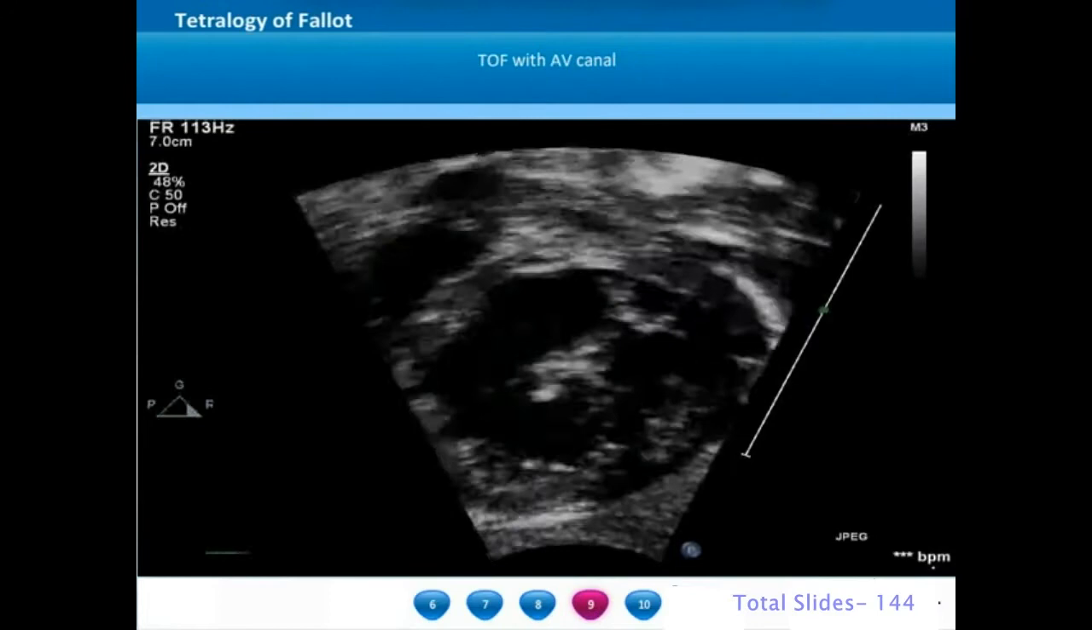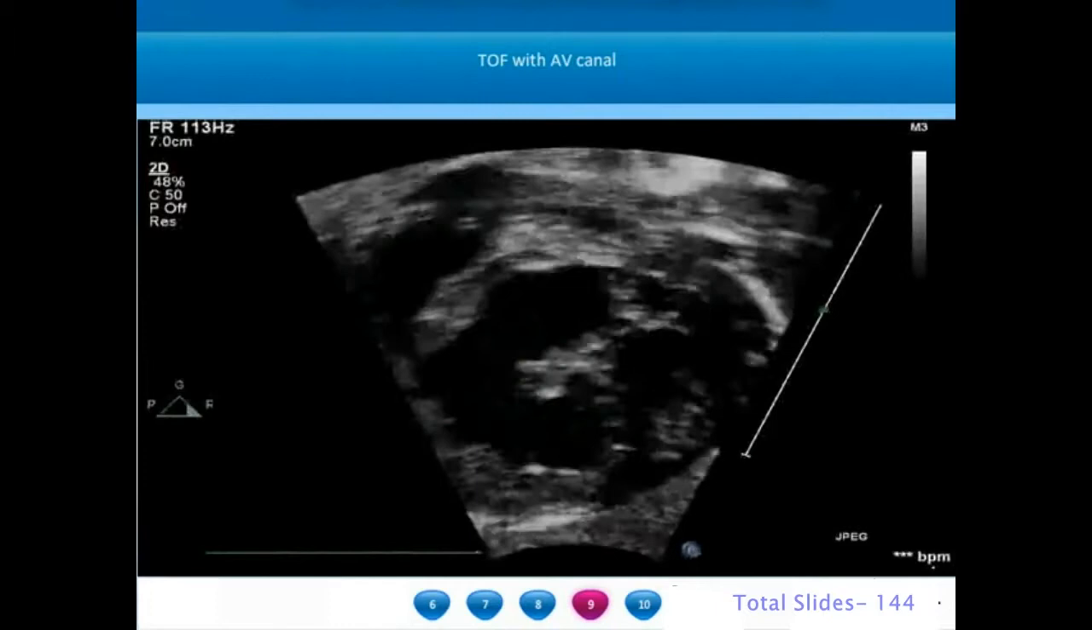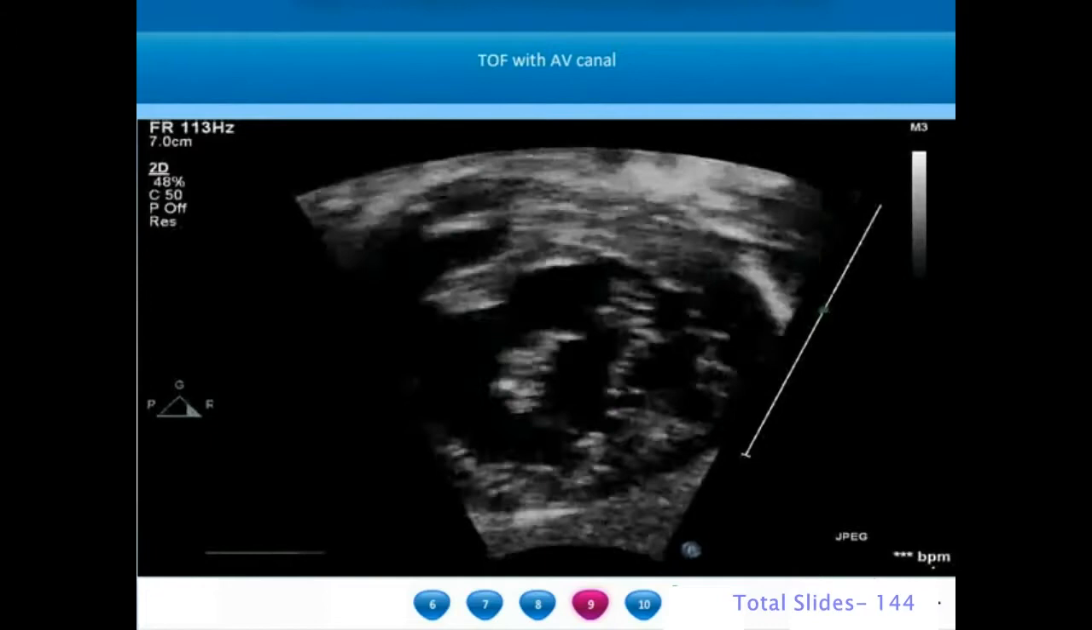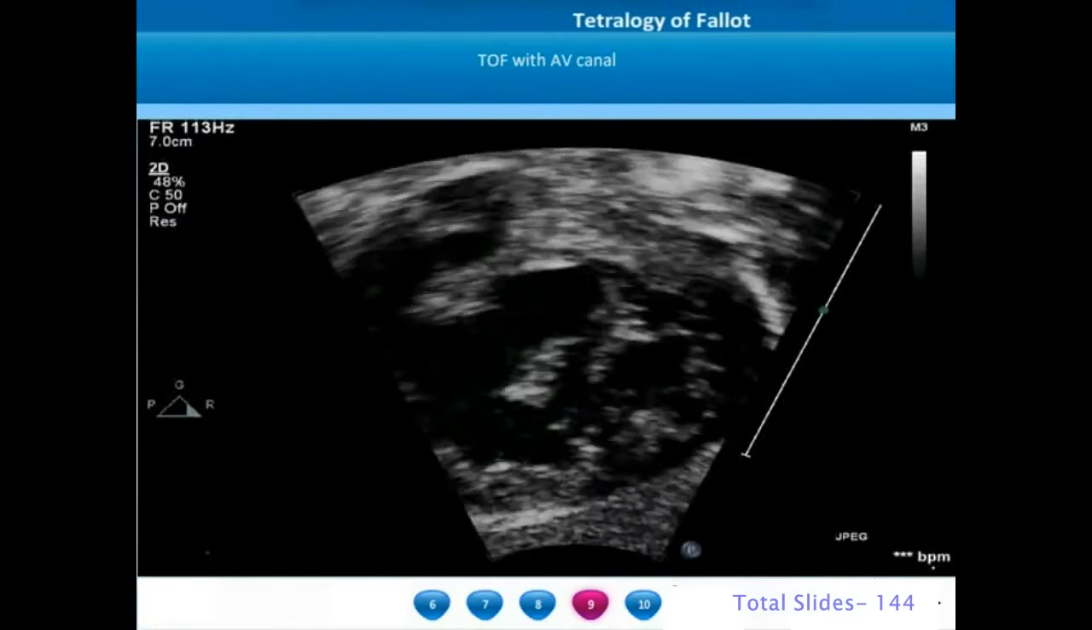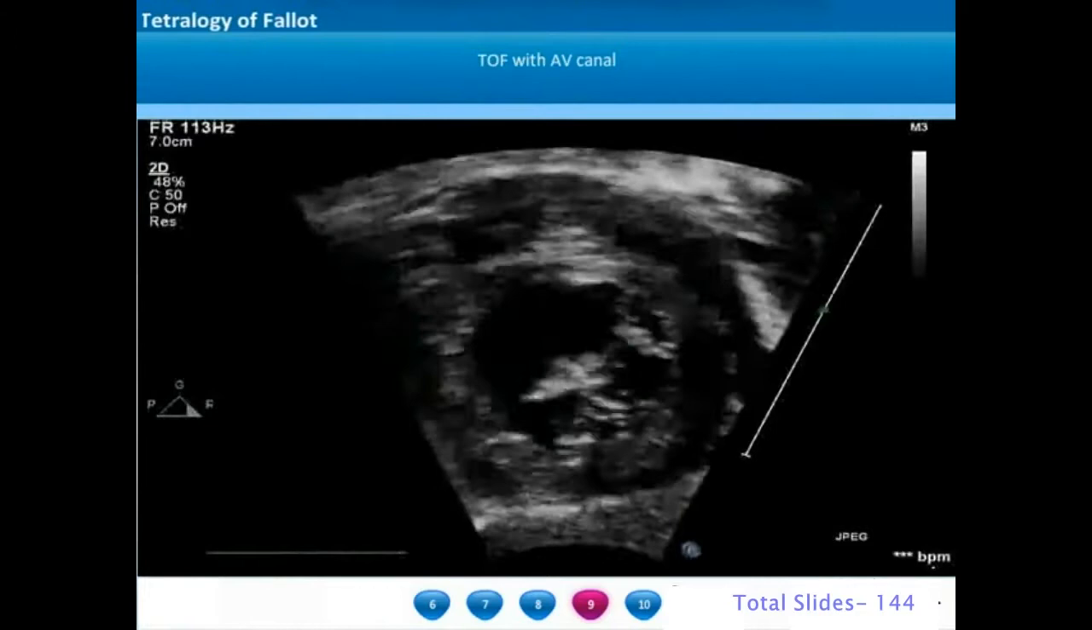In the same way, there can be an inlet extension of the ventricular septal defect also. In patients who have trisomy 21 or Down syndrome, AV canal may be associated with tetralogy of Fallot. This is a subxiphoid short axis view of an AV canal who also has an anterior malalignment of the conal septum, resulting in right ventricular outflow tract obstruction.